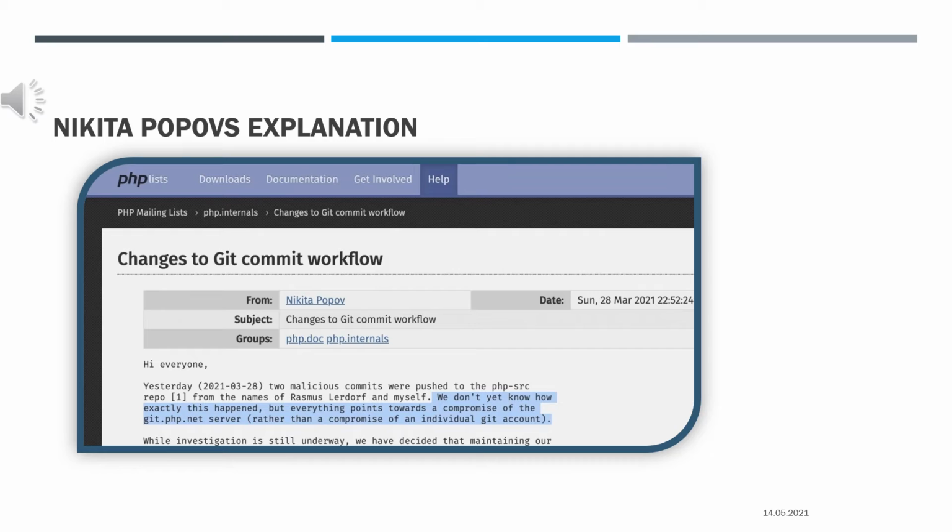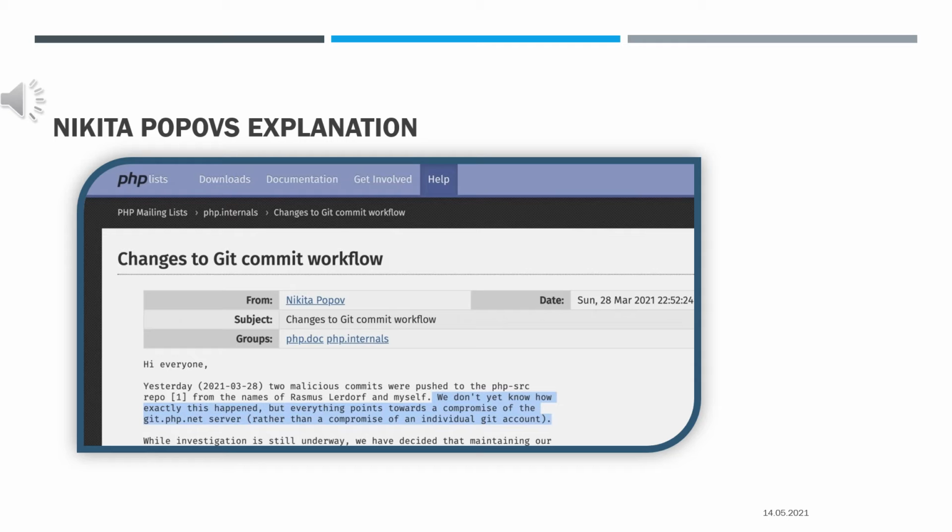The wrong commit in Lerdorf's name was quickly reverted by PHP core developer Nikita Popov, but Popov's reversion was quickly reverted from what appeared to be his personal account as well. This resulted in a hacker posing as Popov and restating the malicious code. The server was taken offline after a third core developer reverted it and reversed the wrong commit. They don't know yet how exactly this happened, but everything points towards a compromise of the git.php.net server.